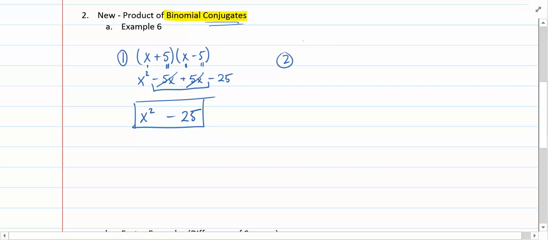Here's another example. Let's go with 3x minus 8 and its conjugate, which would be 3x plus 8. When we FOIL these two together, our first product would be 3x times 3x, which gives us 9x squared. Then our outside product, which is 8 times 3x, that's a positive 24x. Then our inside products, negative 8 times 3x, which is a negative 24x. And for our last products, negative 8 times 8, which is a negative 64.